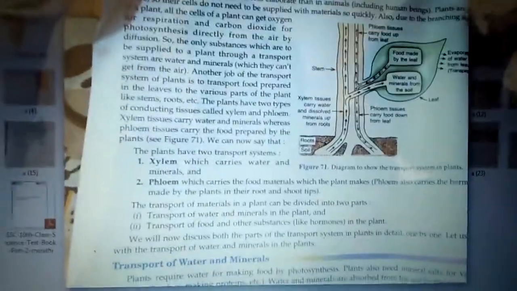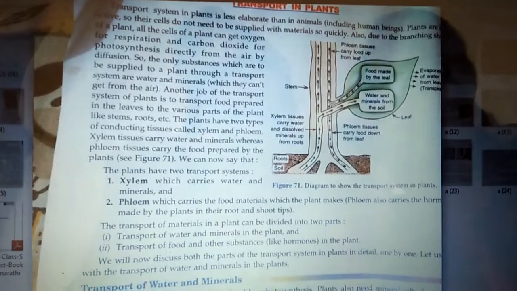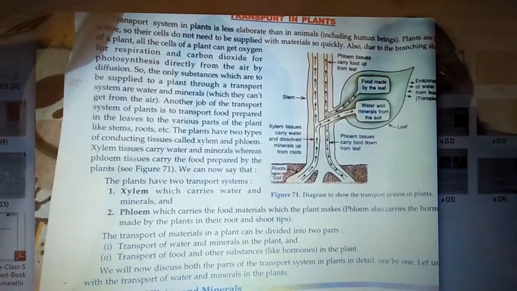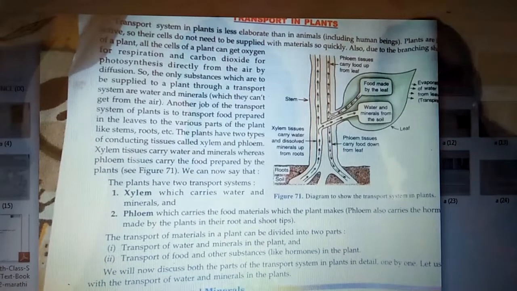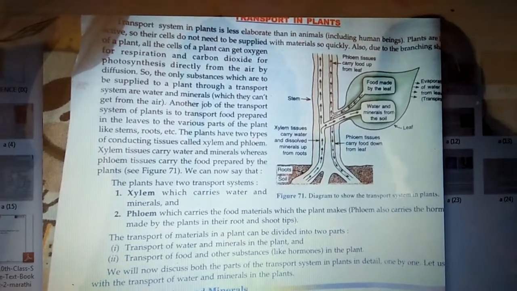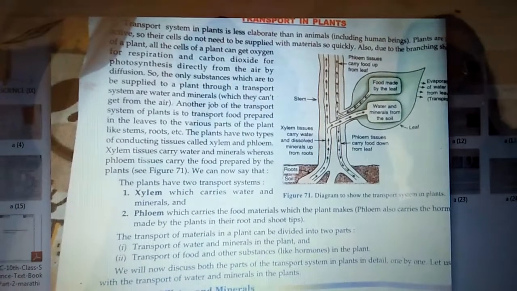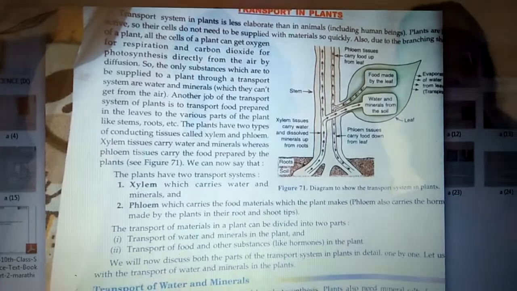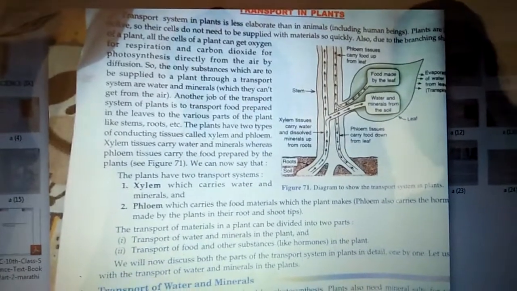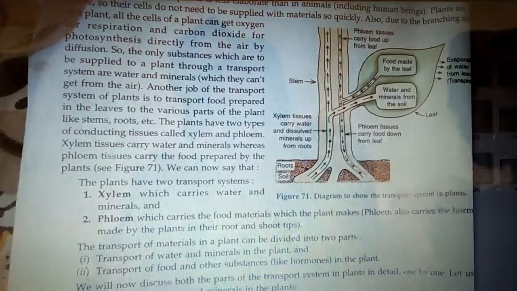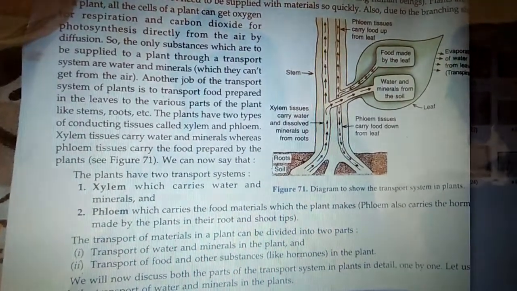So we have to basically study transportation in plants and transportation in animals. We know that for transportation in the human body there are blood vessels, but in the plant body there are no blood vessels. So in case of the plant there are conducting tissues. Conducting tissues means xylem and phloem. So in the plant body conduction is done by the conducting tissues.